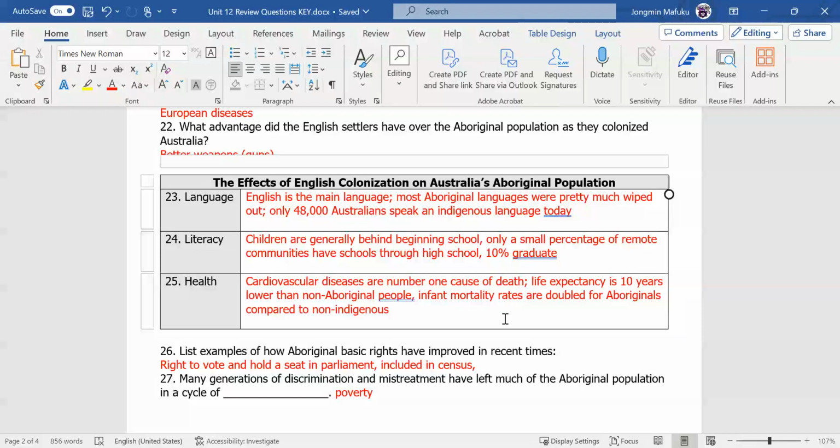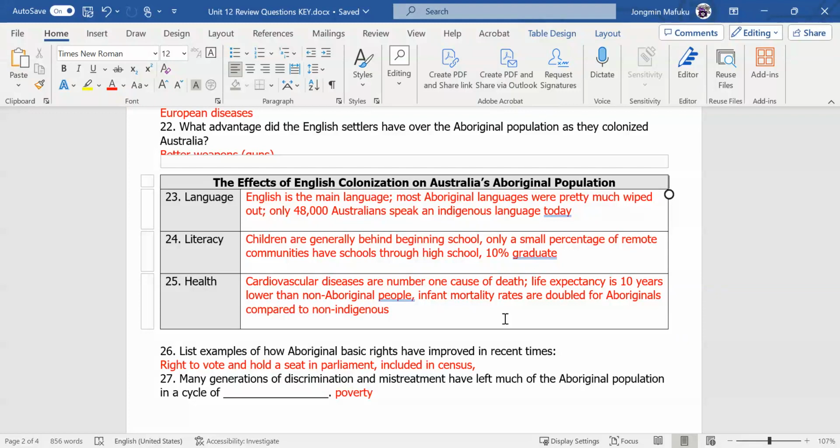Now, 25, health. Their number one disease is heart disease, cardiovascular, meaning heart. That's the number one cause of death. Life expectancy is actually 10 years lower than the English people. So, meaning if English people live up to 80, Aboriginal will only live up to 70s. Of course, this happens because of the healthcare system that they have. They're not really able to use all the health benefit.